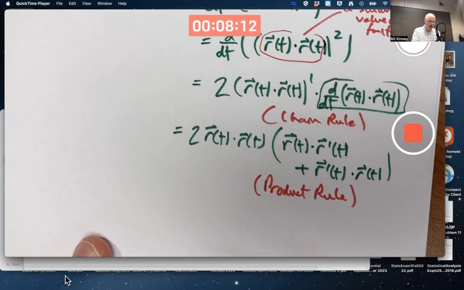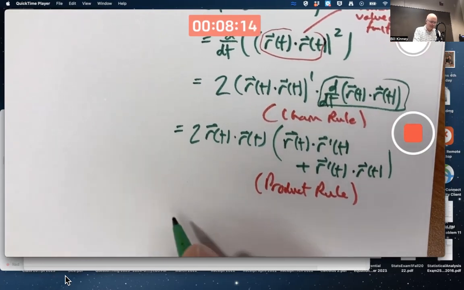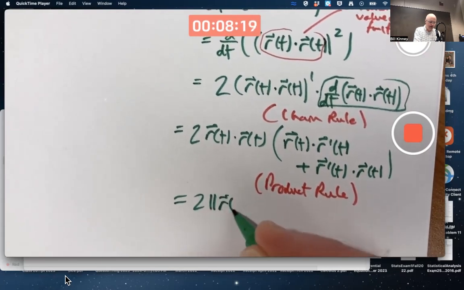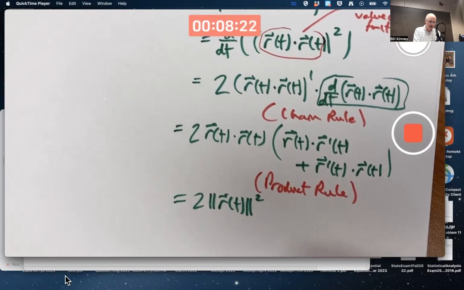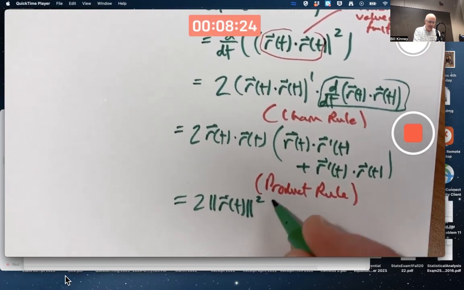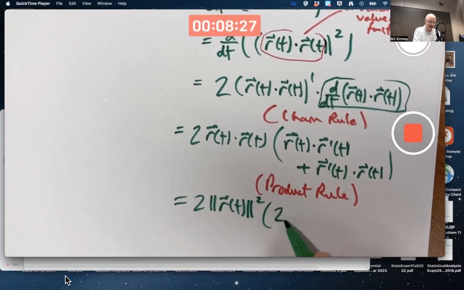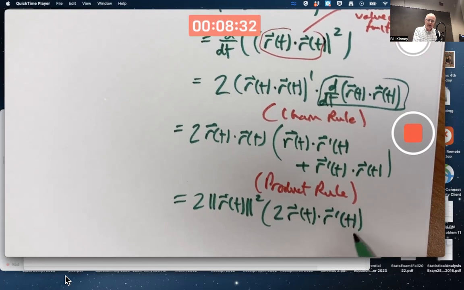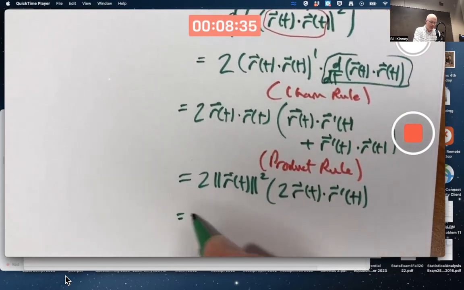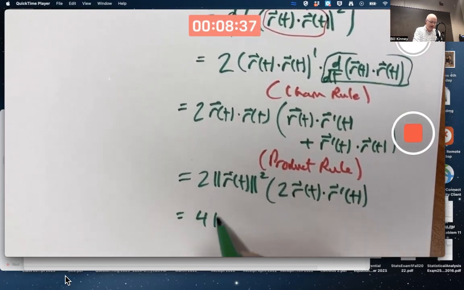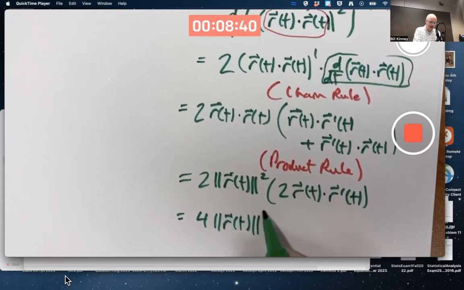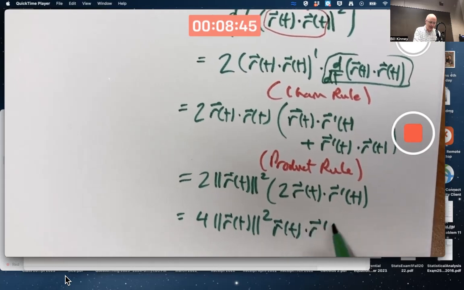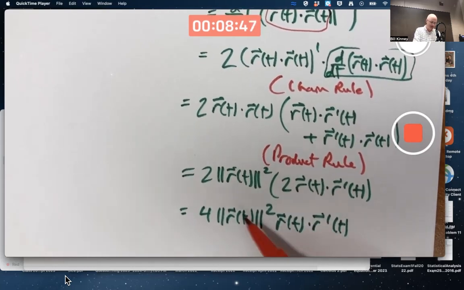Can this be simplified more? Yes. R of t dotted with itself is the magnitude of r of t squared. That's one way it can be simplified. And these 2 things are the same. I can combine these to say that's 2 r of t dotted with r prime of t. And then in the end, 2 times 2 is 4. I can write 4 times the magnitude of r of t squared times r of t dotted with its derivative. That's about as simple as you can get it. That's the answer. Crazy, huh?